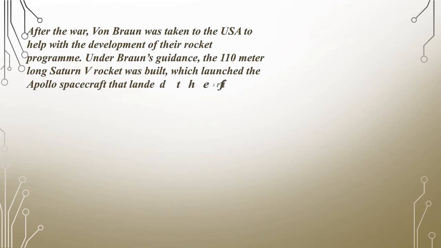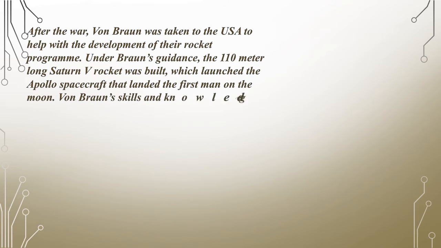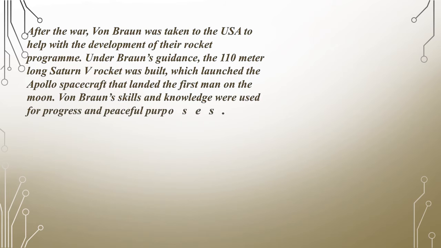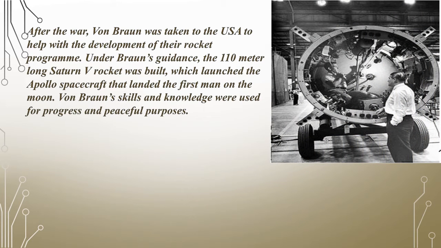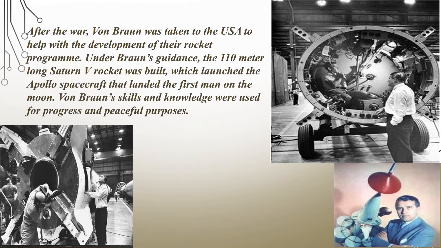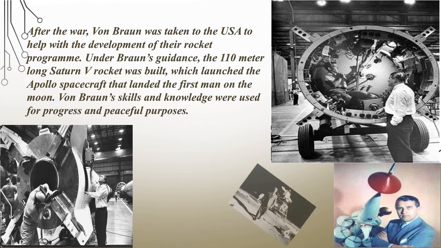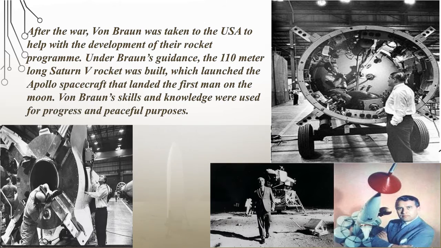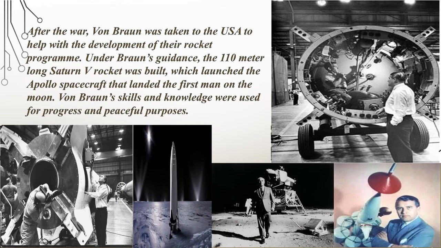Under Braun's guidance, the 110-meter long Saturn V rocket was built, which launched the Apollo spacecraft that landed the first man on the moon. Von Braun's skills and knowledge were used for progress and peaceful purposes.